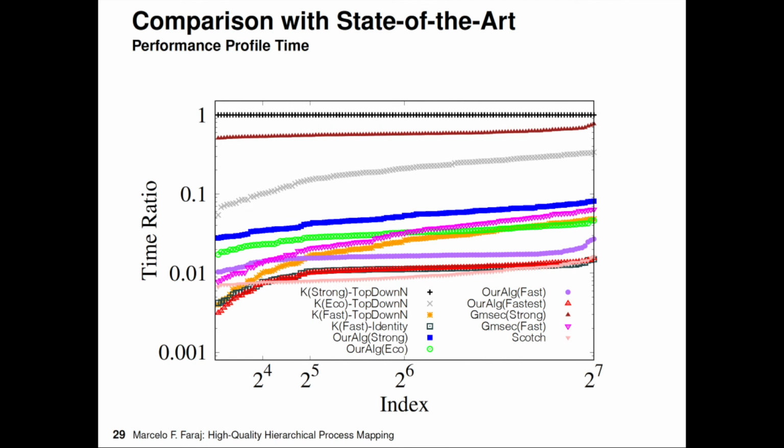Look at the strong version of our algorithm in blue and observe that it is far from being the slowest algorithm. And now look at global multisection algorithm in its strong version in brown. It is much slower than the strong version of our algorithm. Now take a look at Scotch. Scotch is overall the fastest algorithm. However, our fastest algorithm, represented in red triangles, is almost as fast as Scotch. In particular, it is only 9% slower than Scotch on average.